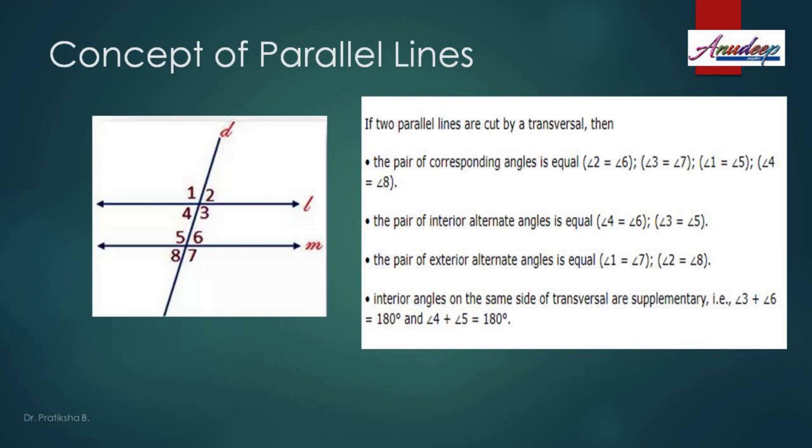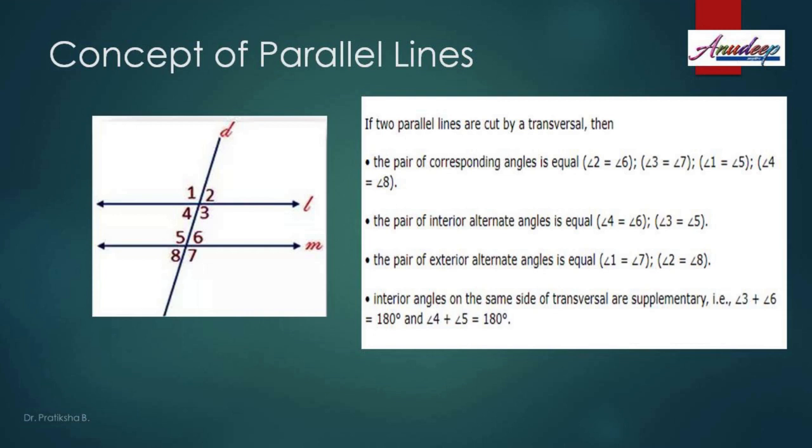Let us now understand the concept of parallel lines. You can look at the screen and see the two parallel lines, line L and M. These two lines are parallel to each other, and D is a line which cuts L and M, which is called a transversal. There are different angles formed that appear on the screen, and they are named by the numbers 1, 2, 3, 4, 5, 6, 7, 8. Let us understand them in detail.